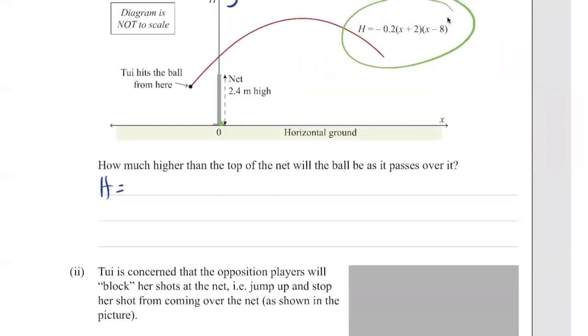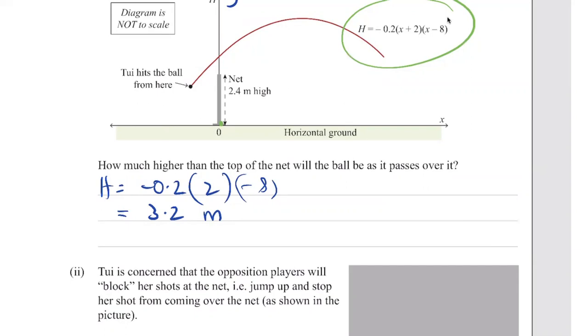So h is equal to negative 0.2, and then we've got 0, so that becomes 2, right? 0 plus 0, and 0 minus 8 is negative 8. So I get negative 0.2 times negative 16. So let's go and work that out, and we get 3.2 meters. There we are. So the height from the ground is 3.2.